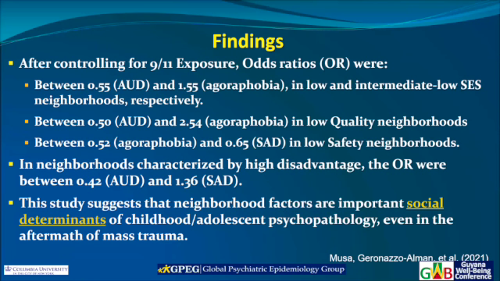Again, alcohol use disorder, protective, 0.50 versus 2.54 for agoraphobia in low quality neighborhoods. So again, if a student lived in a low quality neighborhood, they were at high risk for developing agoraphobia, and they were protected against an alcohol use disorder. There was, again, a reverse picture for agoraphobia, where it's actually protective in low safety neighborhoods.